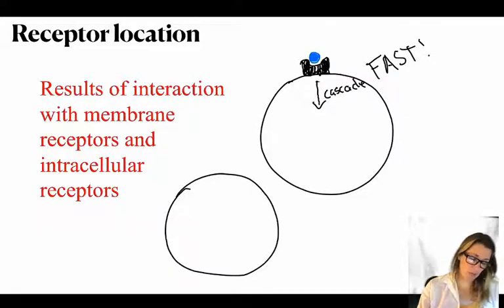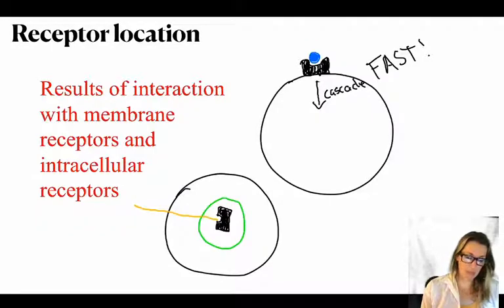The other option, remember, is that our receptor is inside the cell. And when our receptor is inside the cell, particularly when it's inside the nucleus, and our lipid-soluble messenger comes and binds, what that triggers is transcription and translation.